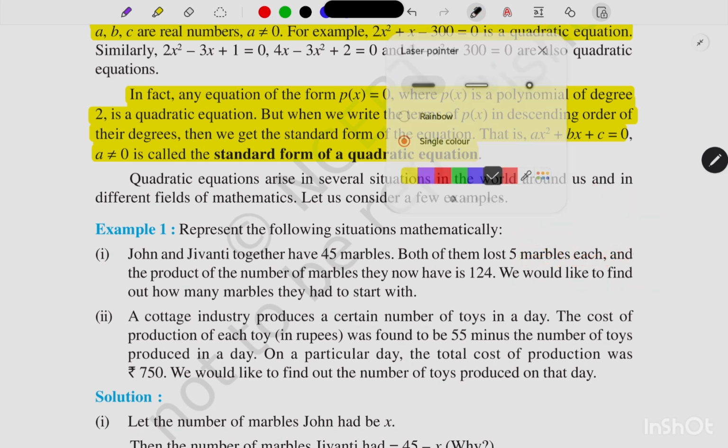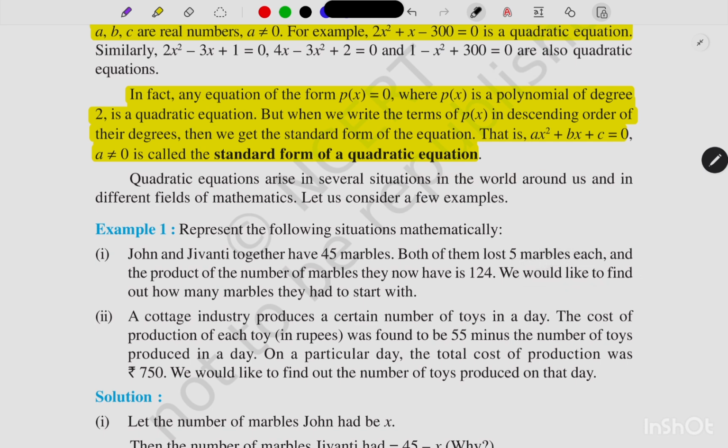I better change the color of this laser. Yeah, seems better.